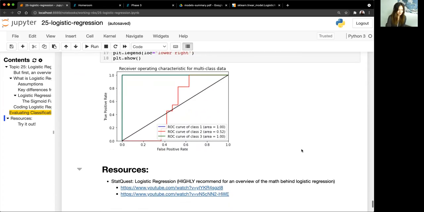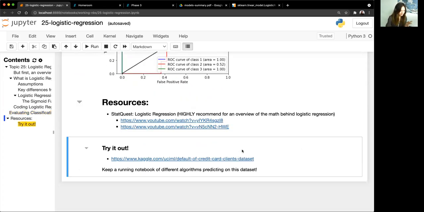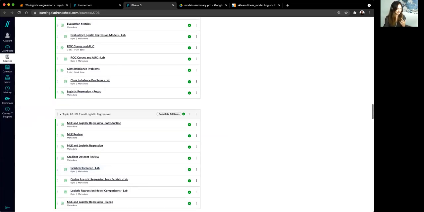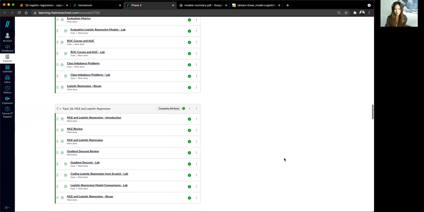But yeah, that is ROC curve. Here are some additional resources for logistic regression. Again, only if you want to really get into the math of logistic regression. For these two topics, or actually really just this one topic, because I think that topic 26 is a little bit too in-depth for right now.